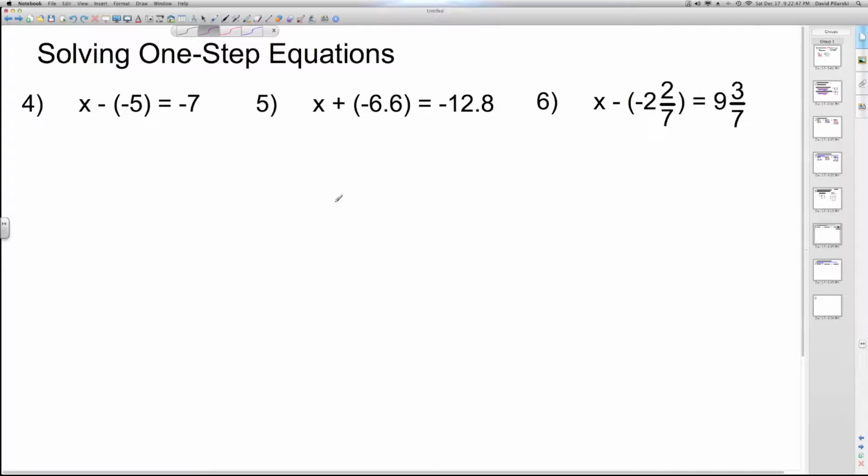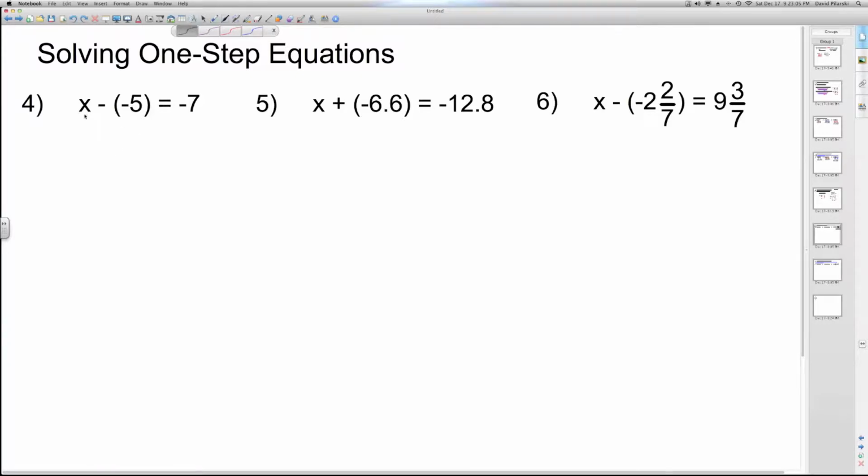Here's some more examples that I'm going to model for you today. And these are examples where subtraction means addition and addition means subtraction. Now obviously if you understand this, you don't really have to go through the process of changing the equation like I am, but if you're struggling with getting the right answer, you may want to take the time.